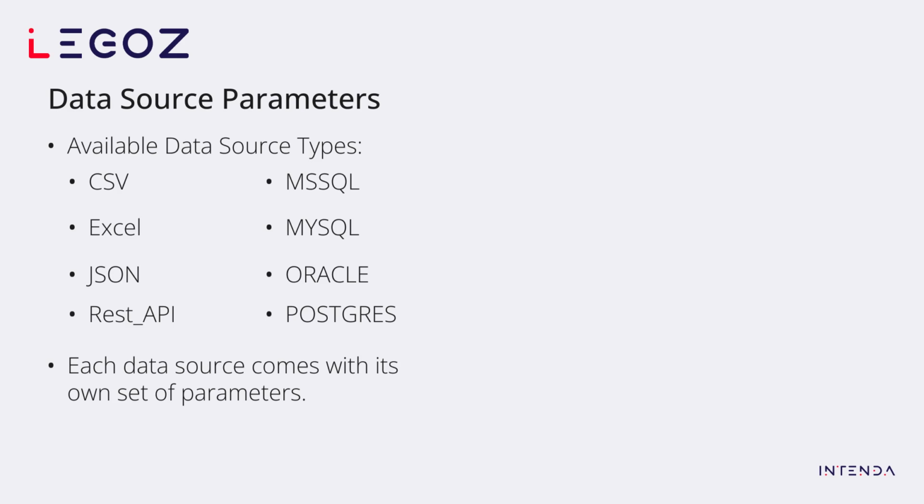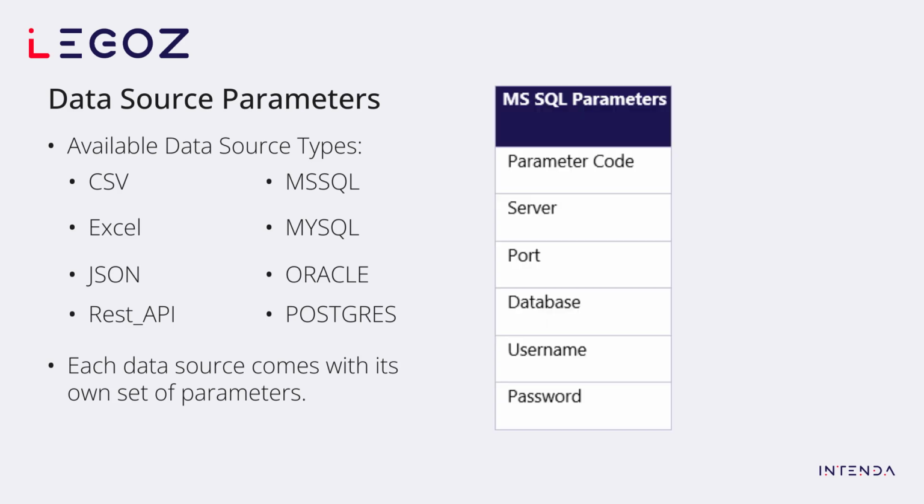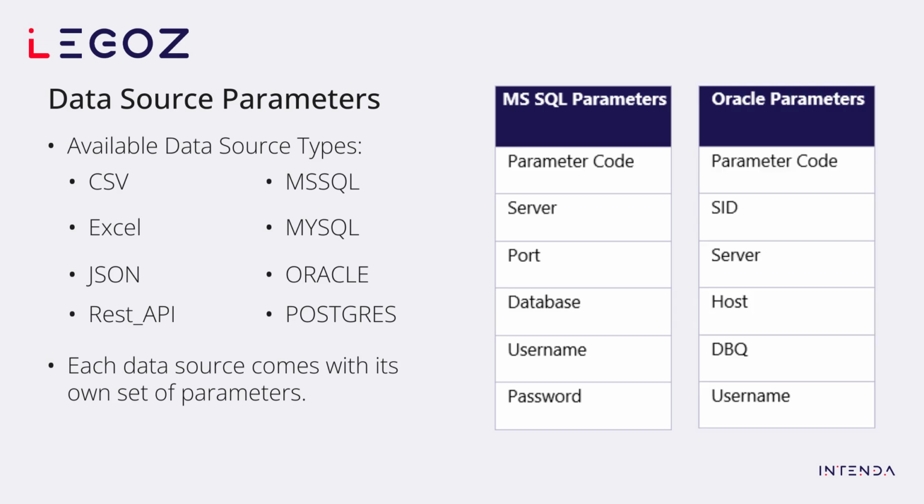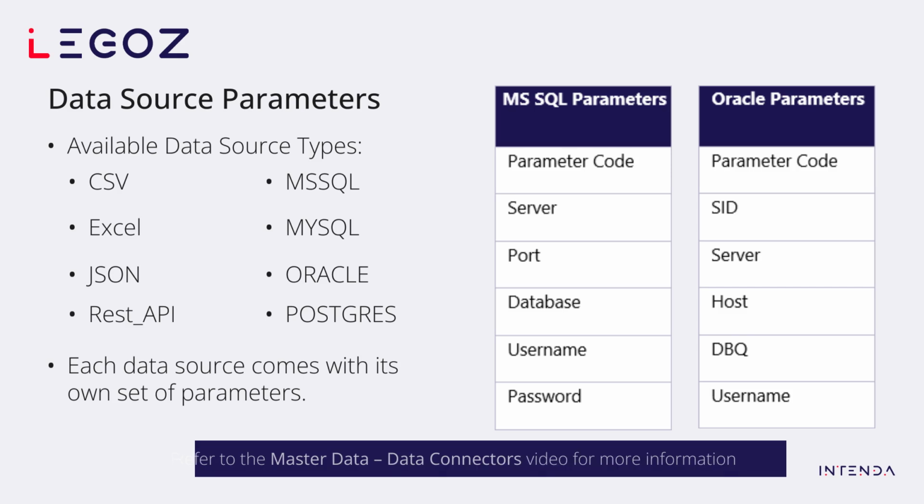For example, here are the parameters requested for MS SQL, while these are the parameters for an Oracle data source. Data source parameters are pre-configured when the data connector for the associated data source type is created. Refer to the master data, Data Connectors video for instructions on creating data connectors.